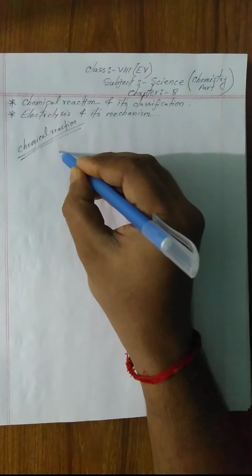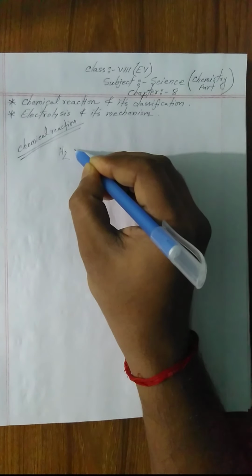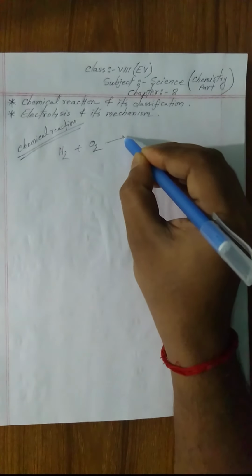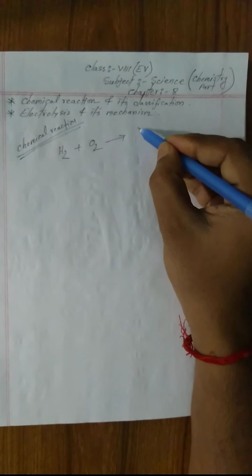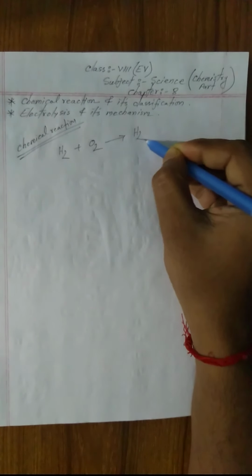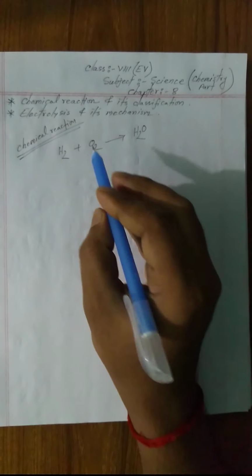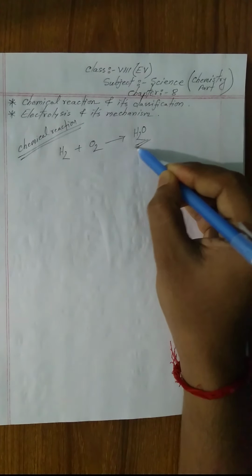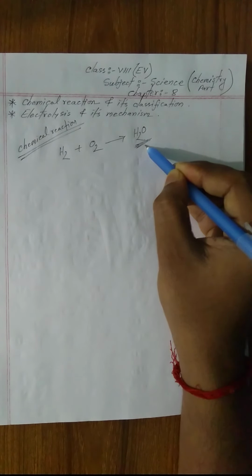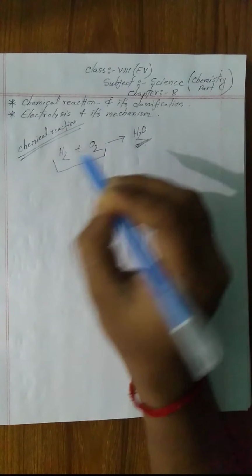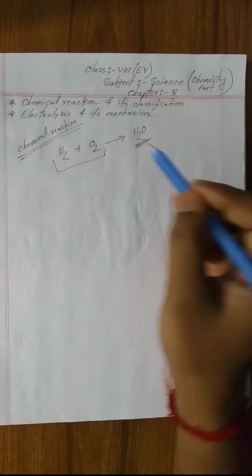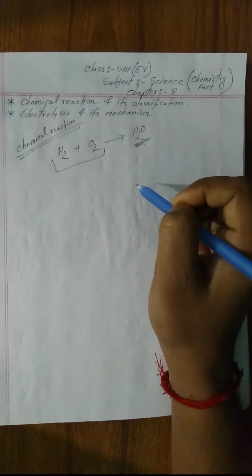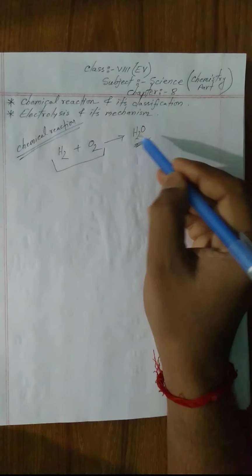Suppose hydrogen and oxygen mix with each other and produce H2O. So the properties or characteristics of the newly formed substance are different from the previous two. So this process is a chemical reaction.